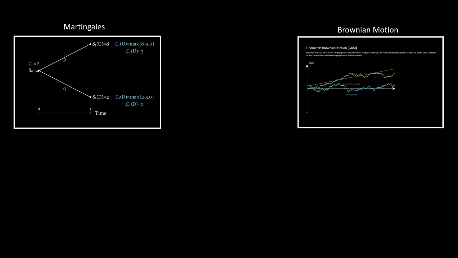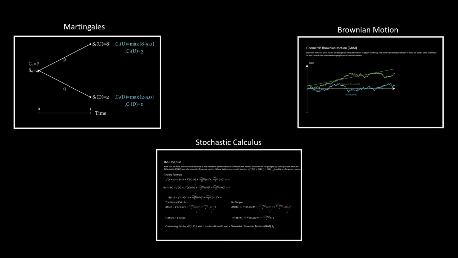In order to understand Black-Scholes, you need to understand three key mathematical concepts: martingales, Brownian motion, and stochastic calculus. We are going to consider these three mathematical concepts throughout the video, finishing with the Black-Scholes formula.